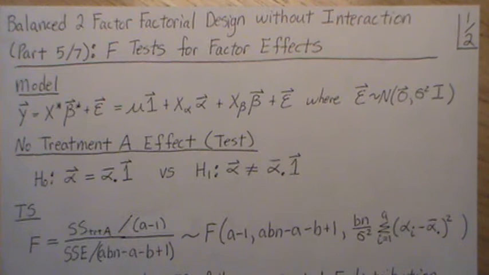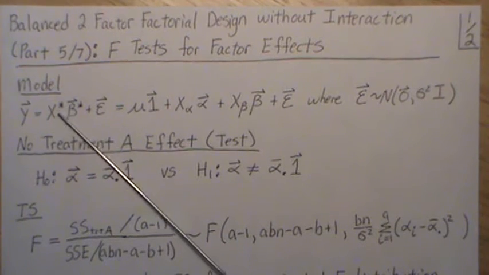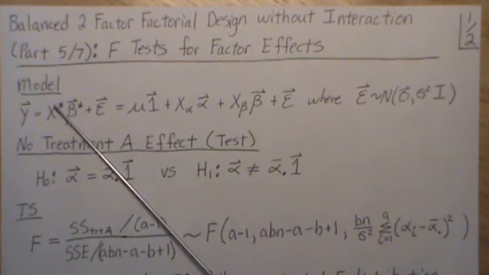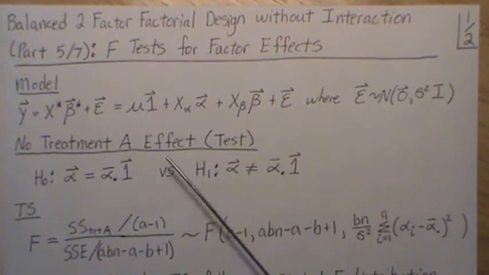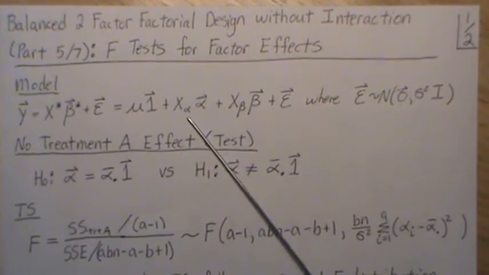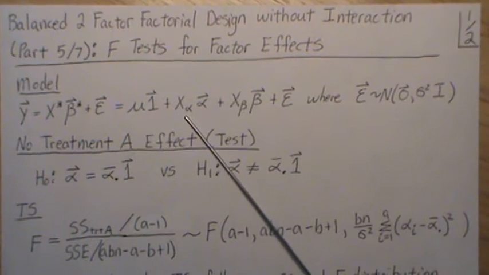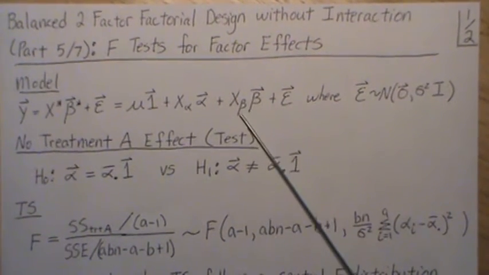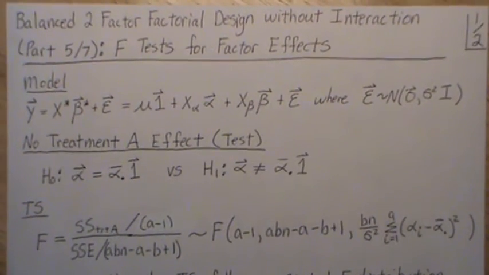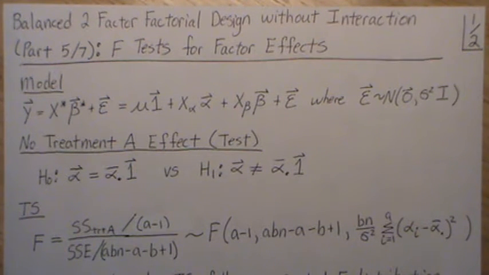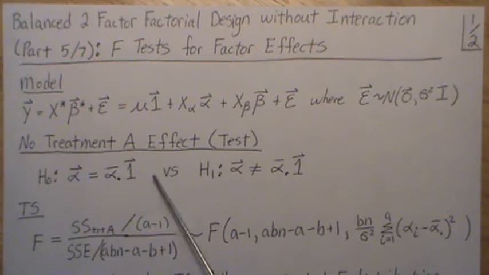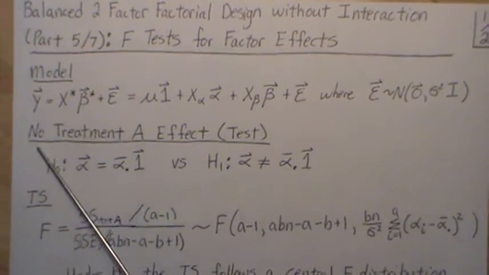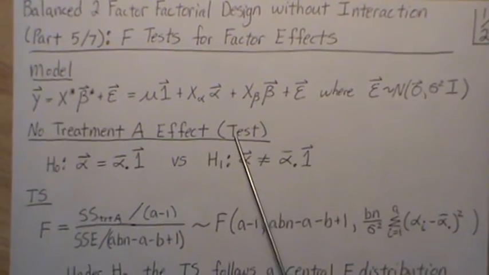effects. As a reminder, the model is y equals x star beta star plus epsilon, so it is a linear model. And then the design matrix can be broken up into the grand mean, the x alpha for the factor A and x beta for factor B. Epsilon is normally distributed, mean vector 0, covariance matrix sigma squared I. Now the treatment A, the test for no treatment A effect is this.